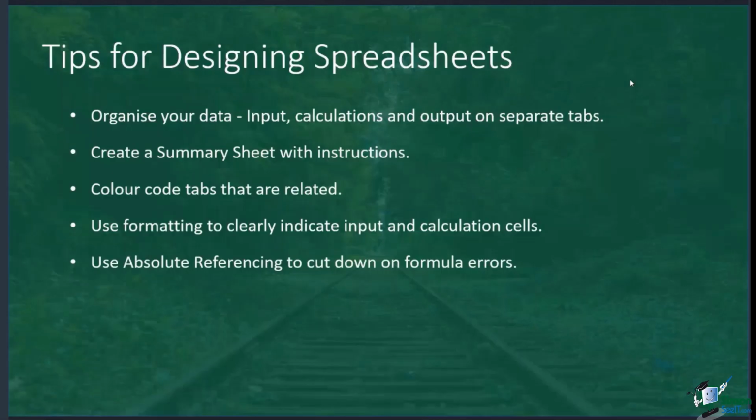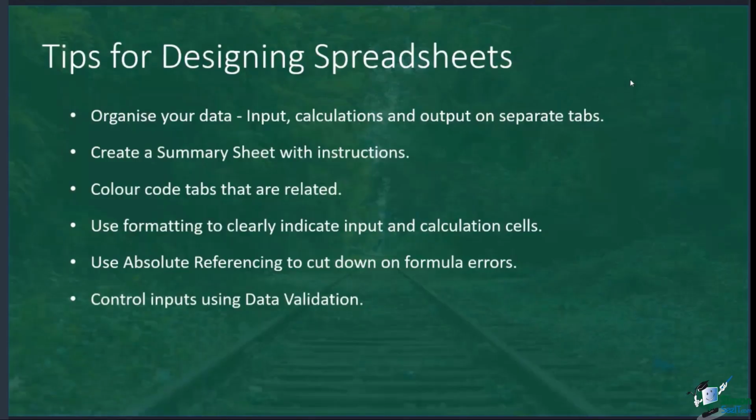Use absolute referencing to cut down on formula errors. I'm always surprised by people who have never heard of absolute referencing or don't know how to use it. I will show you how to use it if you're not sure. But absolute referencing is great because if you need to change a figure in your spreadsheet, you can change it in one place as opposed to multiple other places. So again, you're really helping to cut down on the possible errors that might be going into that spreadsheet.